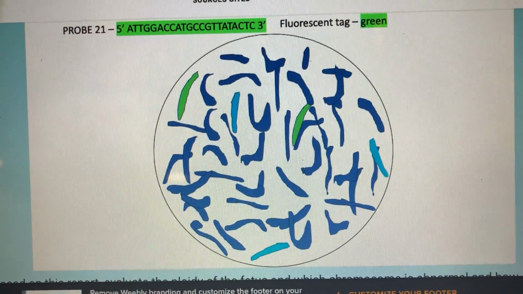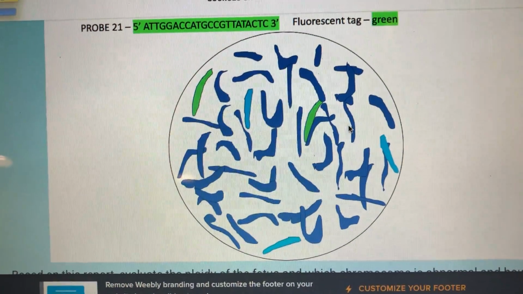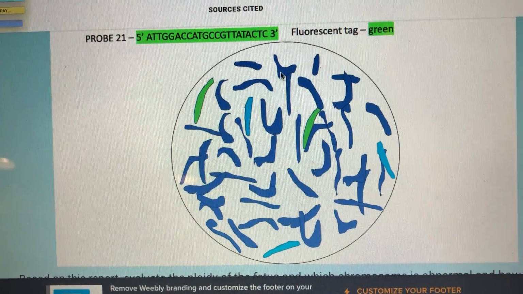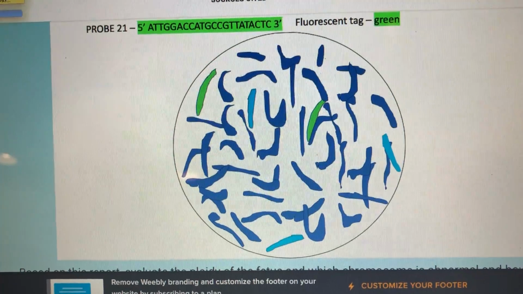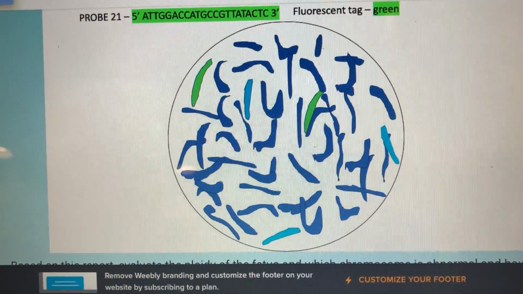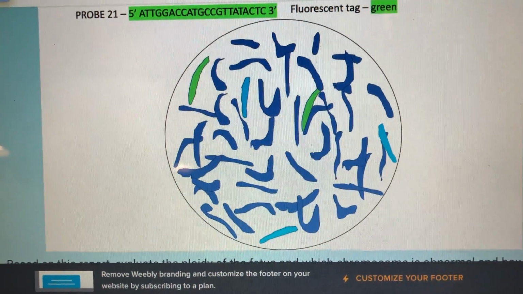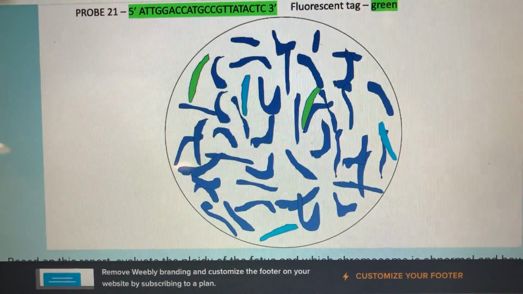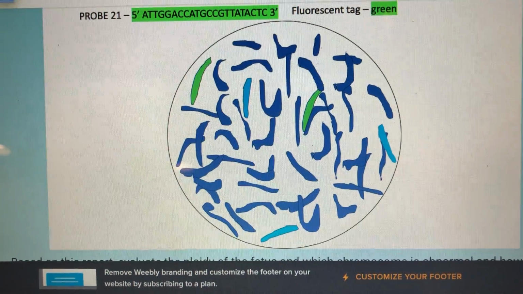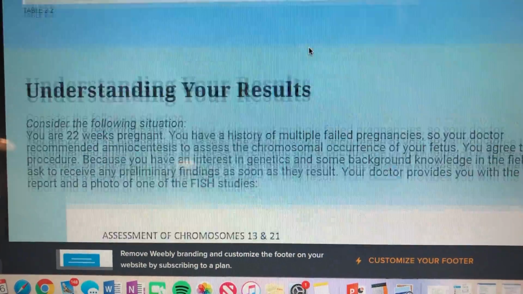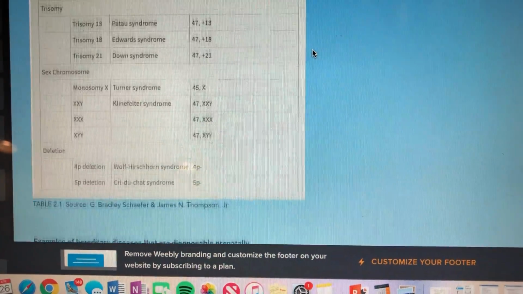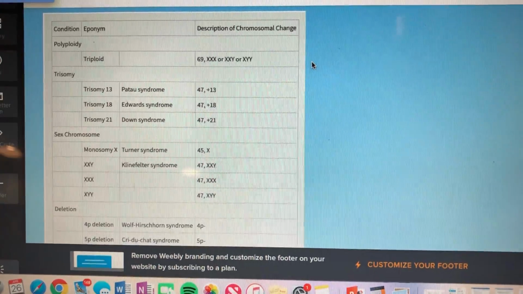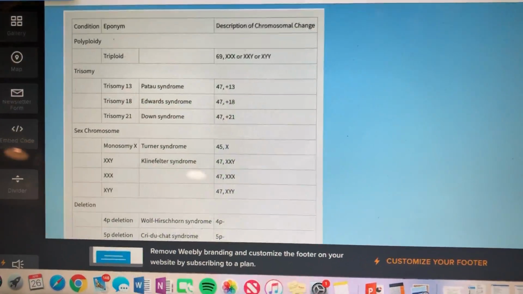Then we see that there are actually 3 copies of a bright blue chromosome. There's 1, 2, and 3. This means that there are 3 copies of chromosome 13, which is abnormal. Having 3 copies of a chromosome is indicative of trisomy. Using this information, we can scroll back up to table 2.1, which I posted here. Let's go down this list and find a condition consistent with what we just visualized.